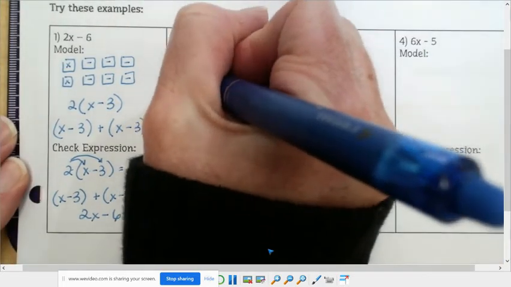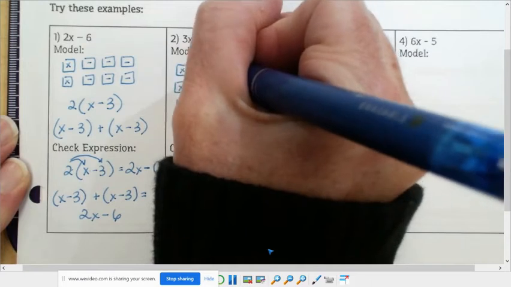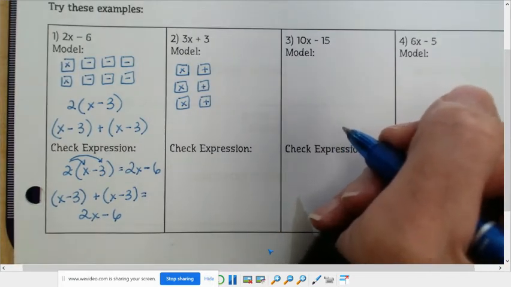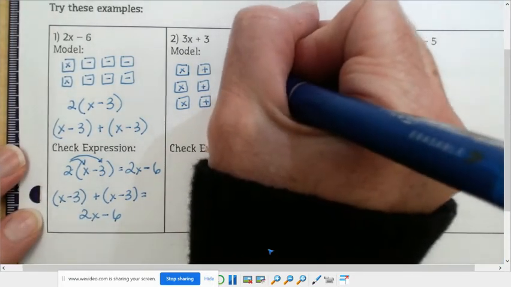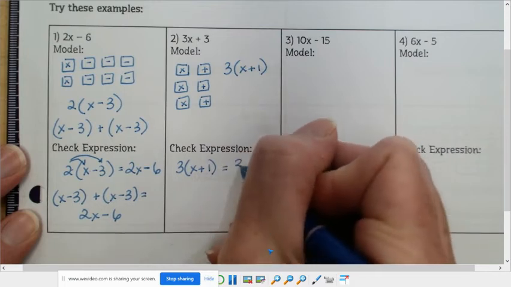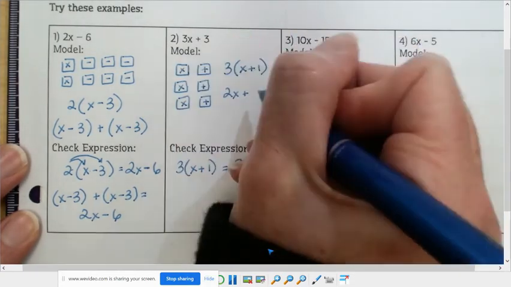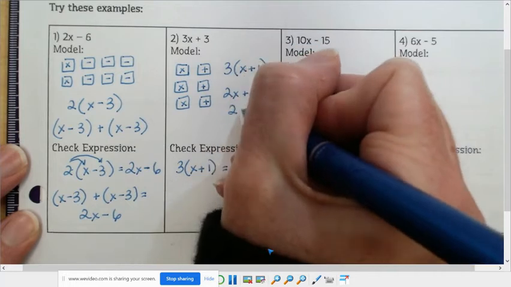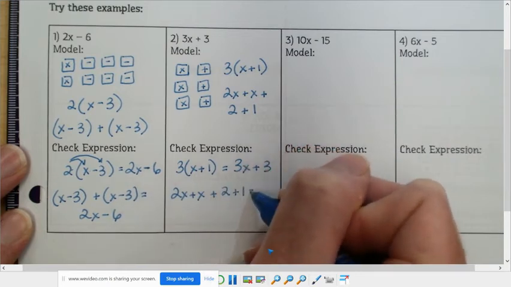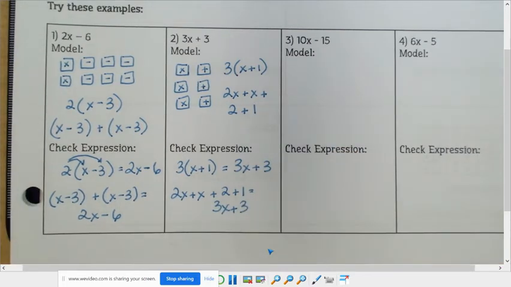For my next one, if I want to model it, 3 x's and 3 pluses. So I could say I have 3 groups of x plus 1. And if I check that down here, multiply through, I get 3x plus 3, so that's correct. I could say I have 2x plus x plus 2 plus 1. That works as well. If I take it down here and I combine my like terms, I know 2x plus x is 3x, and 2 plus 1 is 3, so that works. Now go ahead and pause the video and try 3 and 4 on your own and then come back.